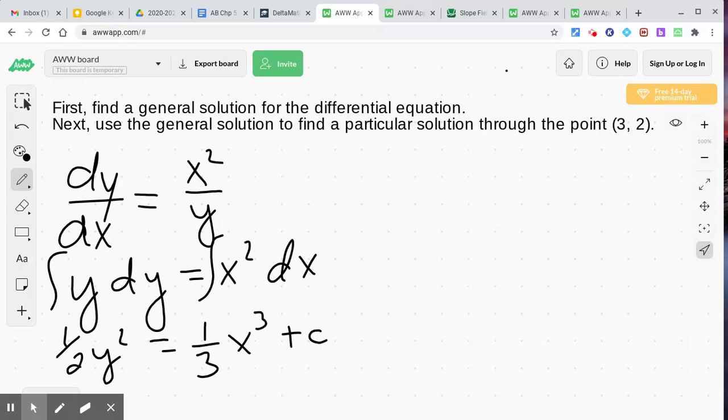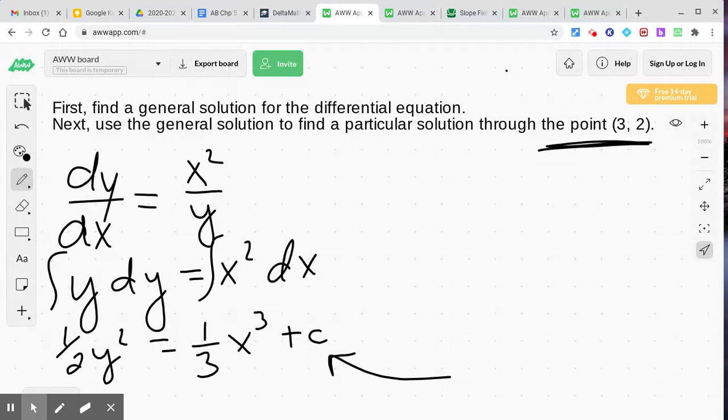So it's not solved for y, but what I have right here is my general solution. It's a solution to my differential equation. It is the antiderivative of what I started with, and it's the general solution because it works for any c value. Now, this particular question asked me to find the particular solution through the point (3, 2).